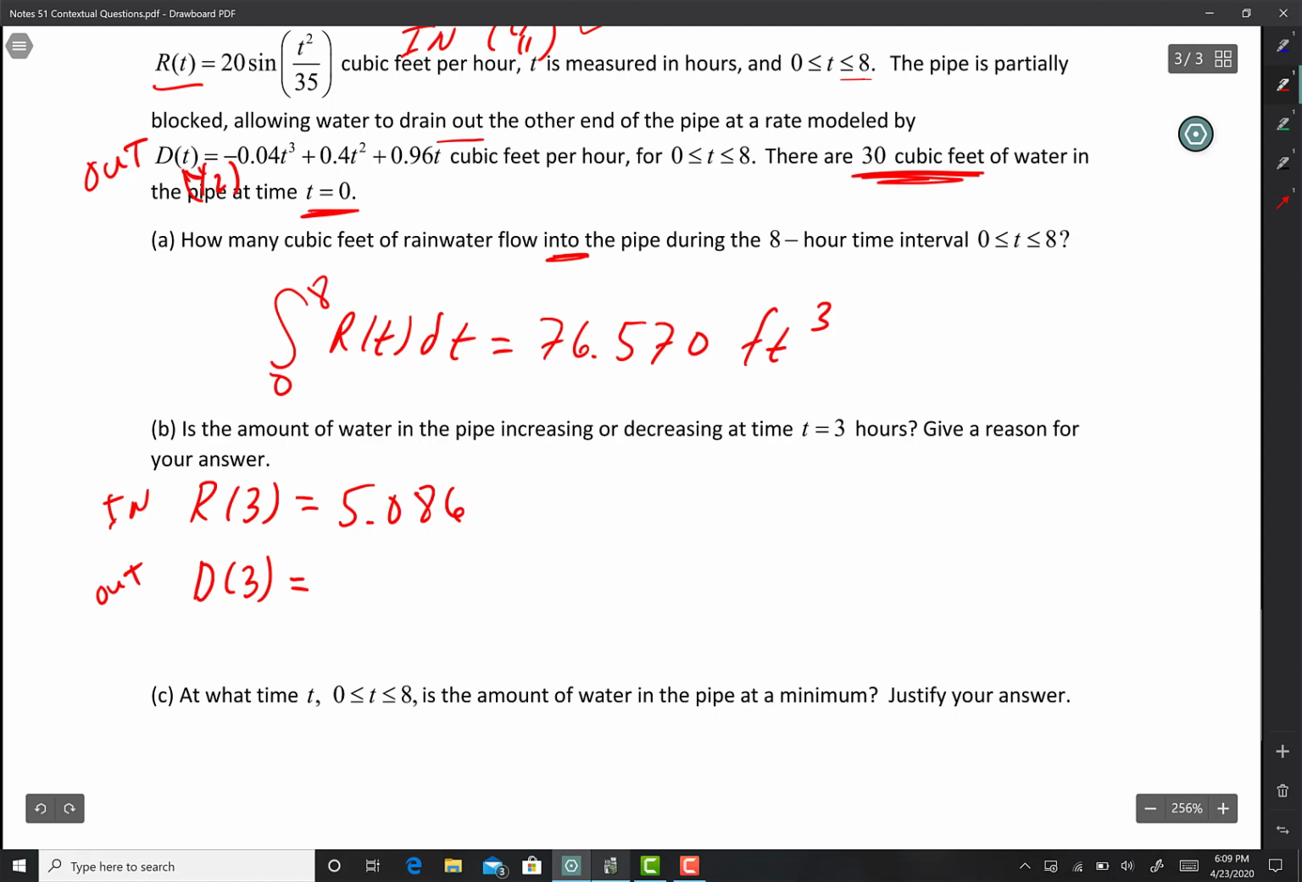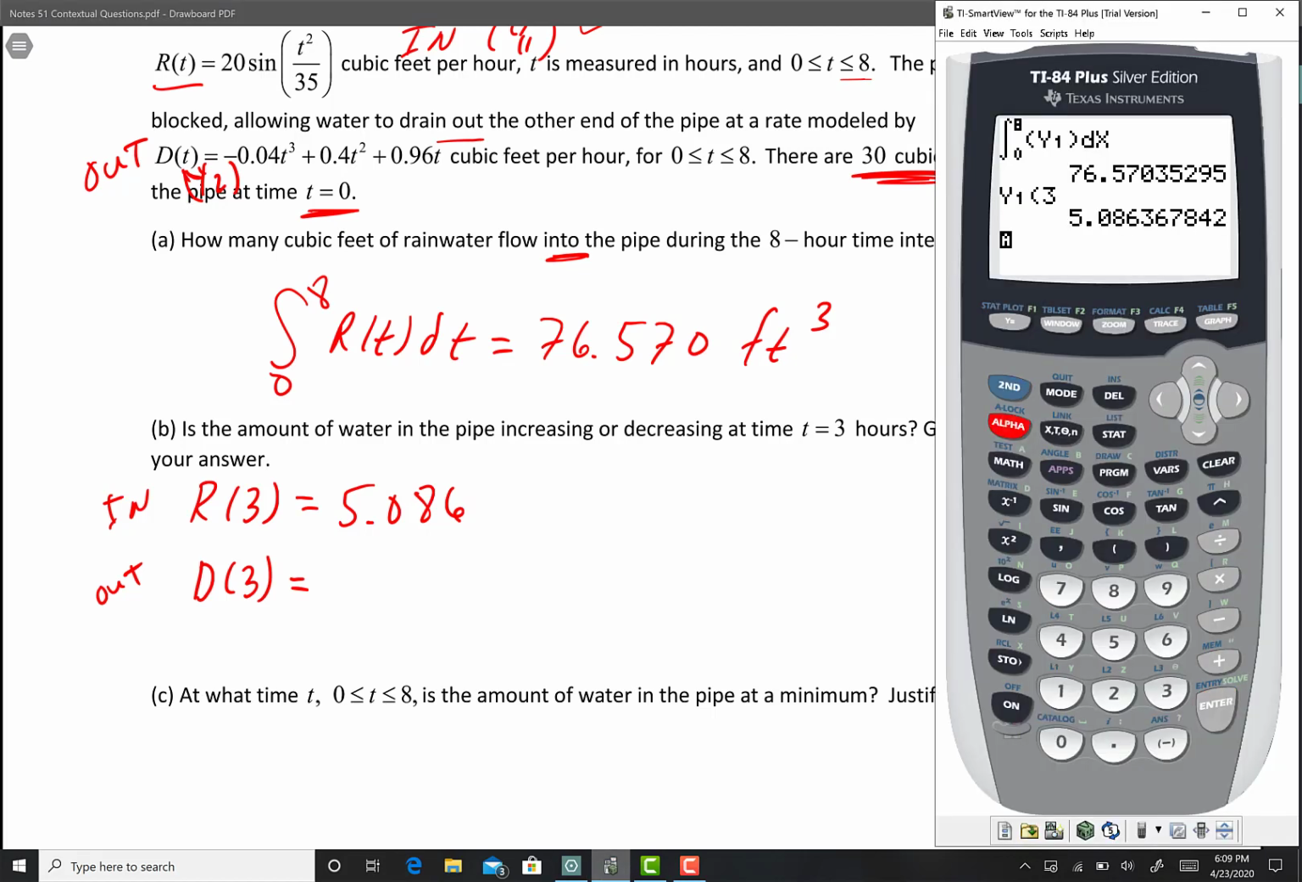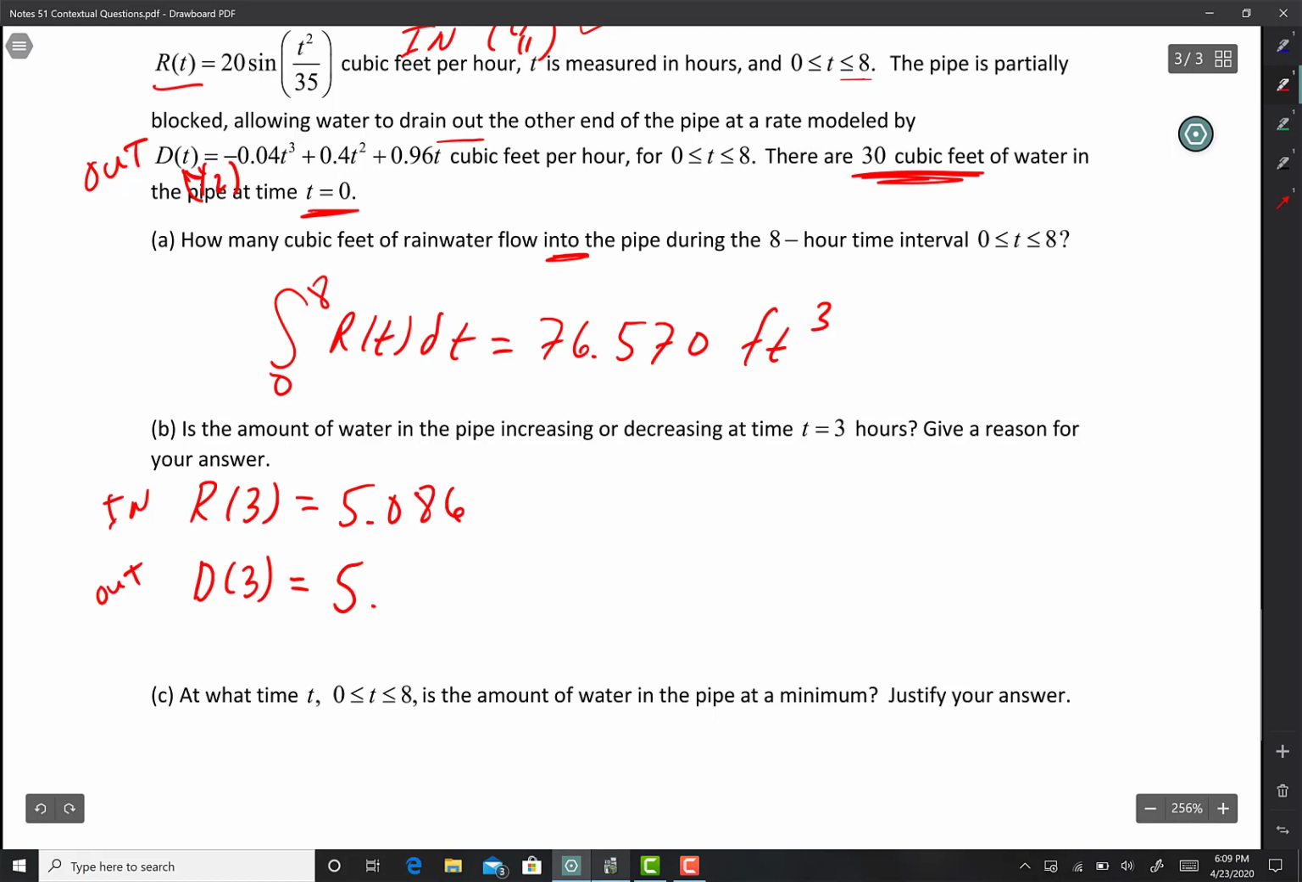Let's see the other one. So alpha trace Y2 at 3. 5.4. Ooh, perfect 5.4. Excuse me. There's more water going out than in. So the amount of water in the pipe must be decreasing. So that's it.